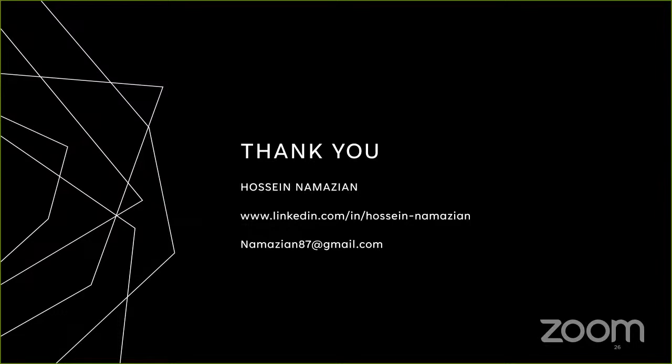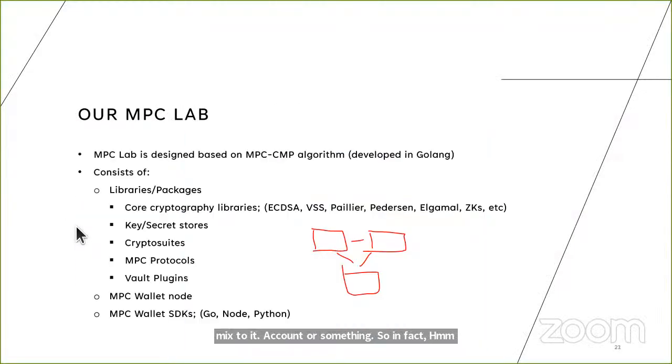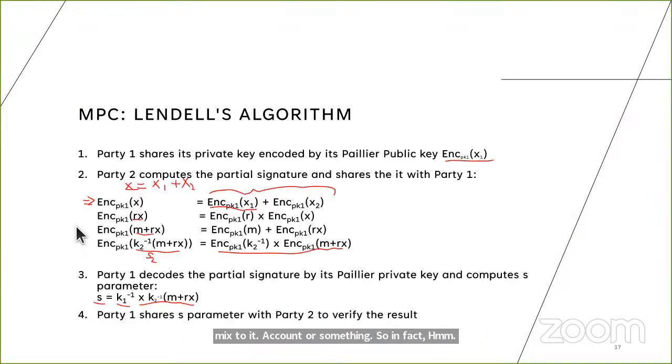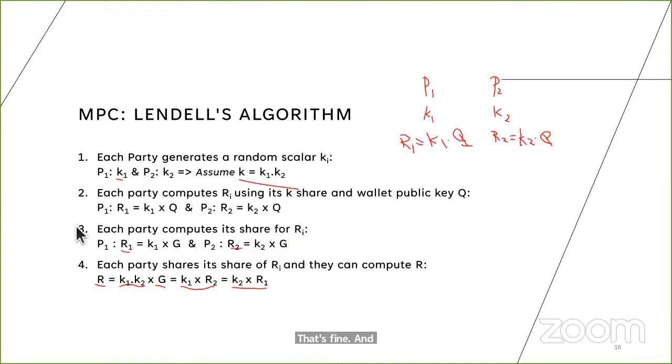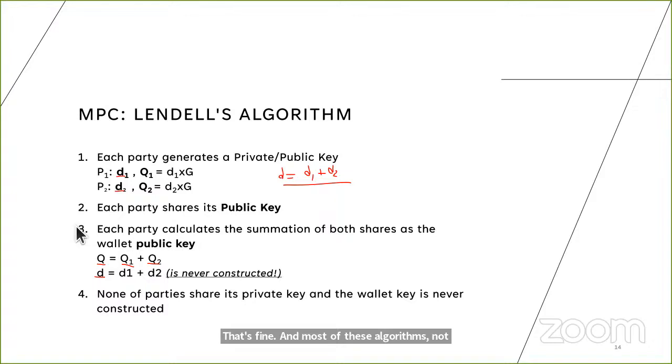In MPC VSS, the private key is generated every time a message needs to be signed. Is the private key generated each time different, like mixed with a counter or something? So in fact, in most of these algorithms, not only for VSS, but also in Lindell's and CMP, we have a key refresh algorithm.